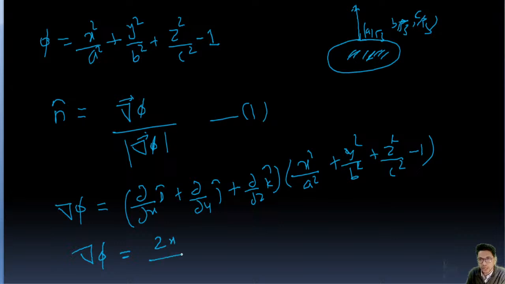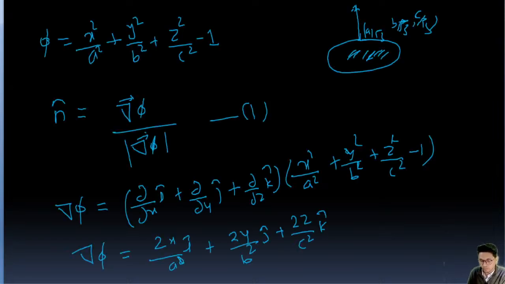So this is going to be 2x upon a square i cap plus 2y upon b square j cap, we are differentiating, right, plus 2z upon c square k cap. That is the gradient of phi.